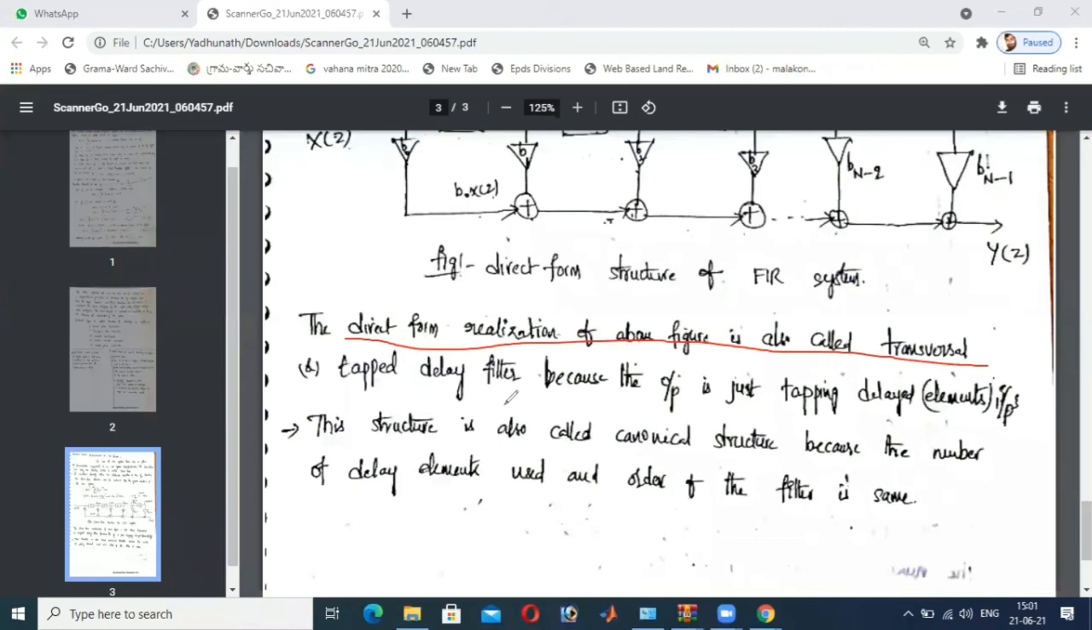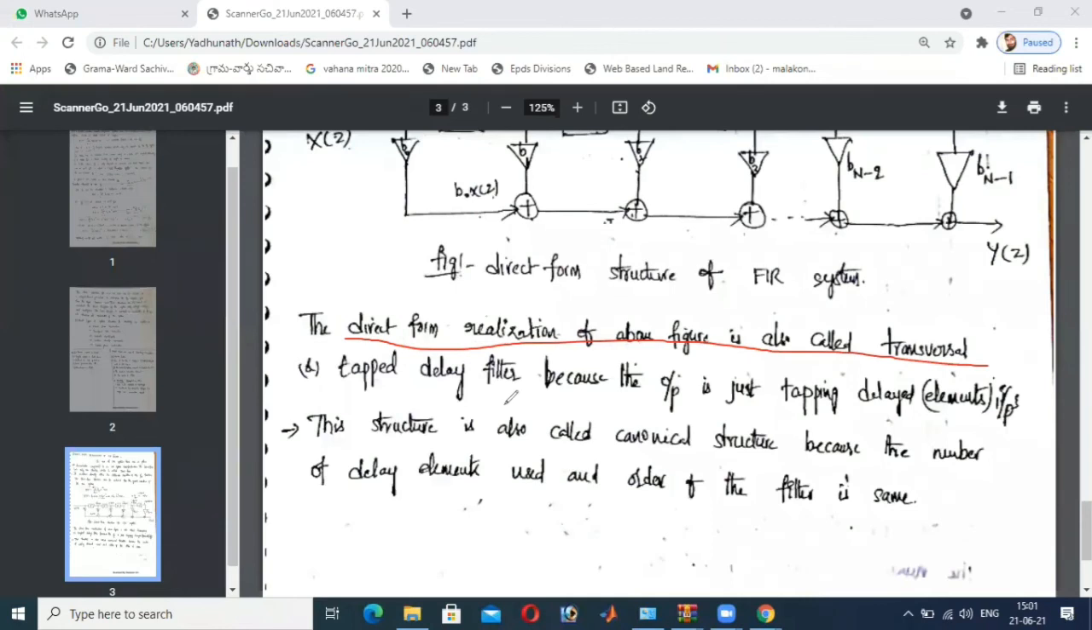A sequence of inputs is passing, and we just tap the corresponding input, and it is again added to one adder. So that's why it is called a transversal or tapped delay filter, because the output is just a tapping of delayed inputs. This structure is also called a canonical structure because the number of delay elements used and the order of the filter are the same.